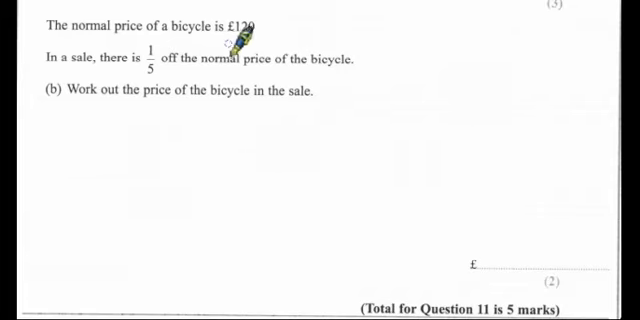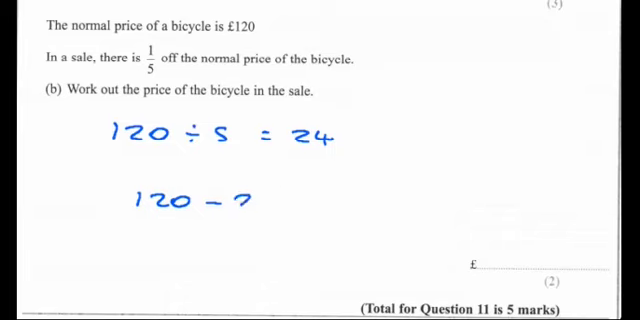It's telling us that the normal price of a bicycle is £120, but in a sale there is 1/5 off the normal price. So let's find out what 1/5 is first. That's 120 divided by 5, and that gives us 24. So 24 is the amount that's been taken off, whereas to work out the price of the bicycle in the sale, it was 120. We need to take off the 24. The answer therefore would be £96.